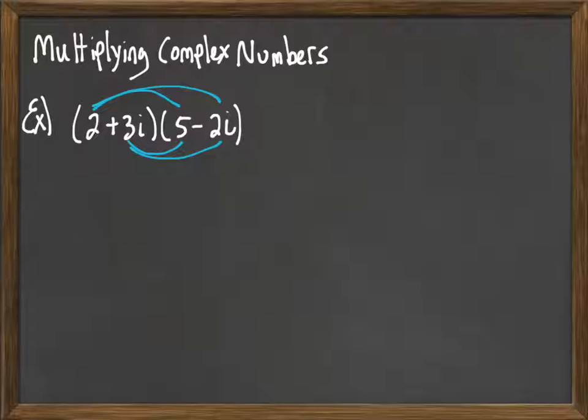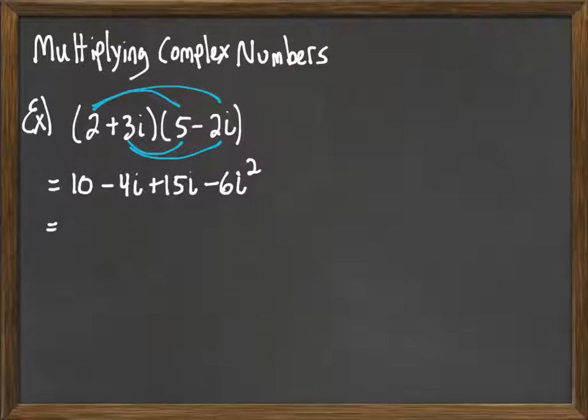Right, we would go through 2 times 5 is 10. 2 and 2i would be a minus 4i. 3 and 5 would be plus 15i. And then 3 and 2 would be minus 6i squared. Very much like you would multiply two polynomials. It's really the same exact idea.